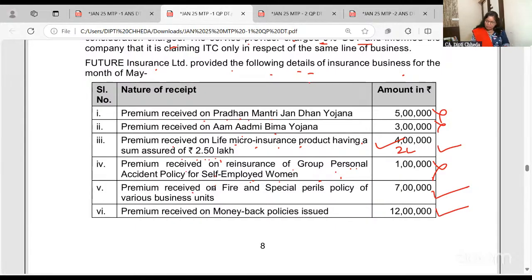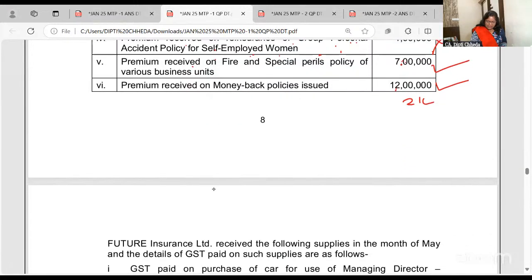Okay. So how much is it coming? 12 plus 7, 20 and 2. In micro insurance, up to 2 lakhs, it's exempt. Balance is taxable. So 12 plus 7, 19 and 2, 21 lakhs. 21 lakhs will be the taxable supply.